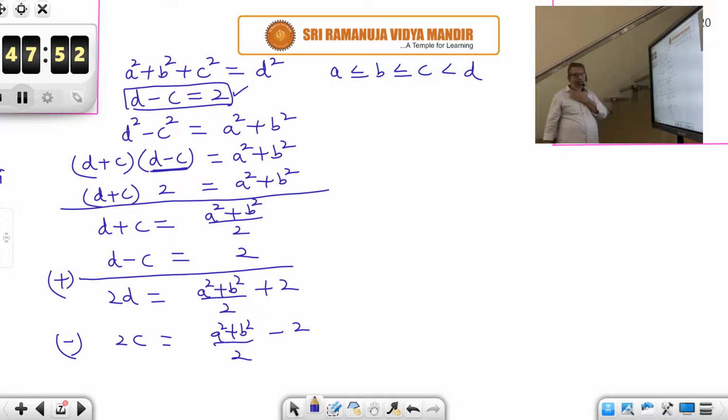So what can you say about a and b? Both should be even or both should be odd? One even, one odd? Left hand side 2d is even, 2c is also even. Right hand side this 2 is even, minus 2 is also even. So therefore (a square plus b square) by 2 should be even. It should not be a fraction. So both must be even. a and b both must be even.